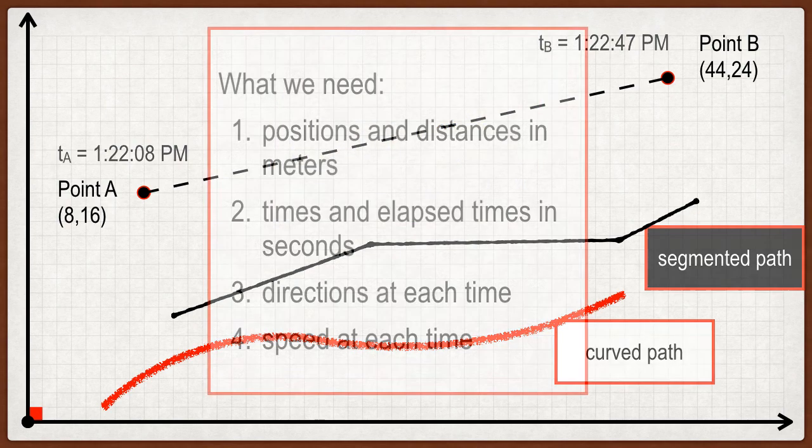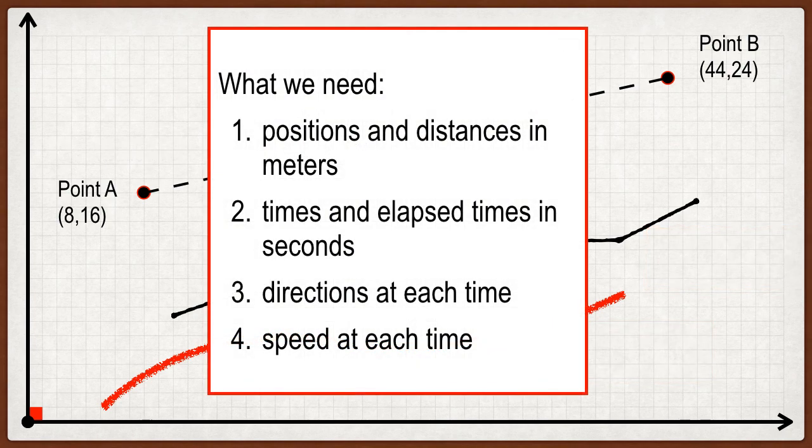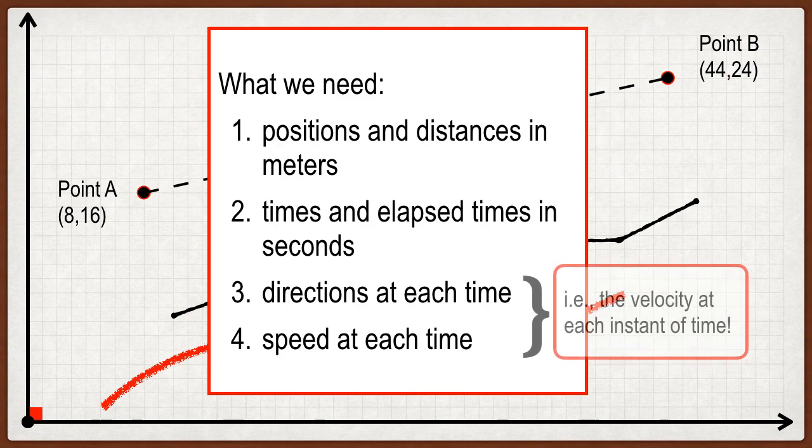So what we need are positions and distances in meters, times and elapsed times in seconds, and directions at each time, and then the speed at each time. So that's a whole lot of information, right? And the last two are actually just a statement about the velocity at each time, because the velocity is a speed and a direction. So if you know the velocity, you actually know two bits of information, direction and speed. Okay.